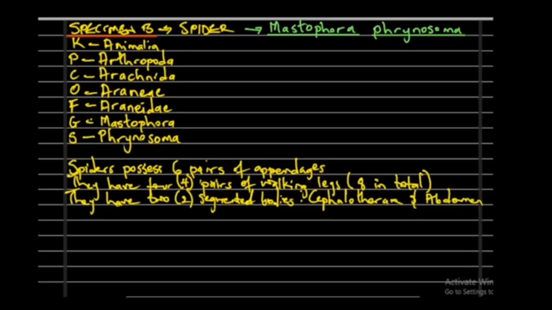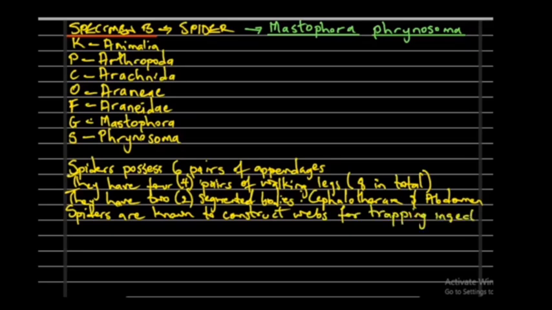Now, these particular organisms are known to construct webs for trapping insects. Spiders are known to construct webs for trapping insects because they are also carnivorous in nature. Spiders are carnivorous in nature.